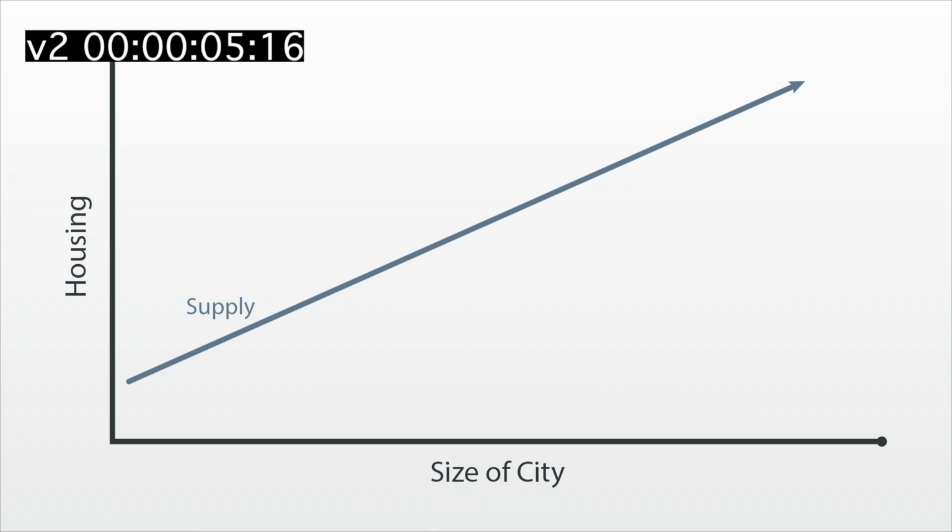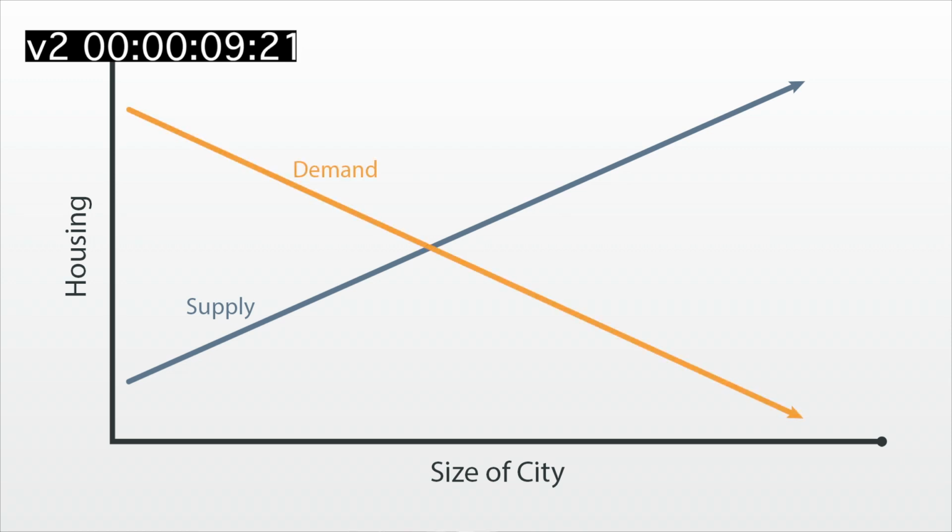In this video, we explore what agglomeration economies can mean for city size. If the agglomeration economies just cause demand to slope down a little less, then everything's normal. Demand slopes down, supply slopes up, and there is a single crossing point that determines housing prices and city size. But what if the agglomeration economies are strong enough to make demand slope up?